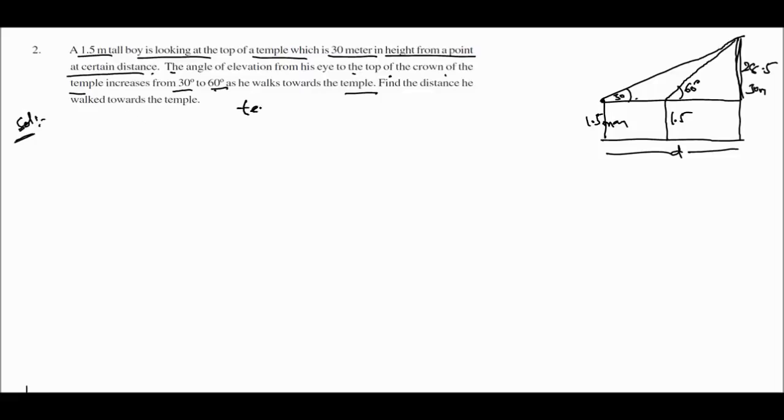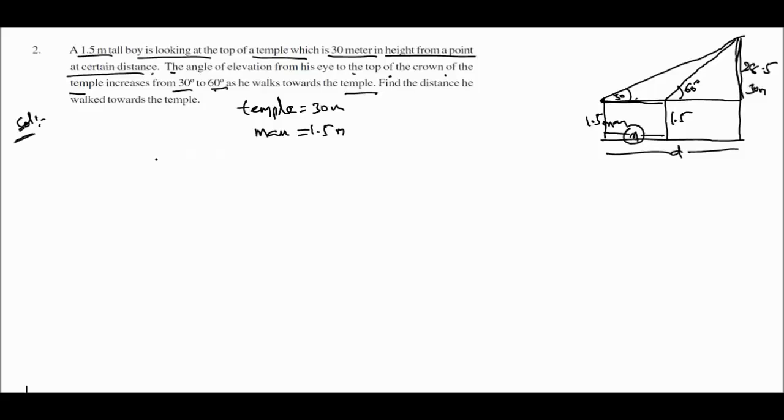Temple height is equal to 30 meters, and the height of the man is 1.5 meters. And the total distance here is d. He walked from here to here, so let it be x. This we have to find: how much he walked.